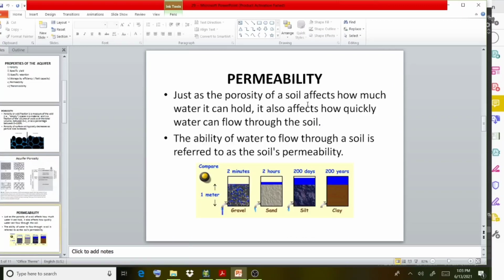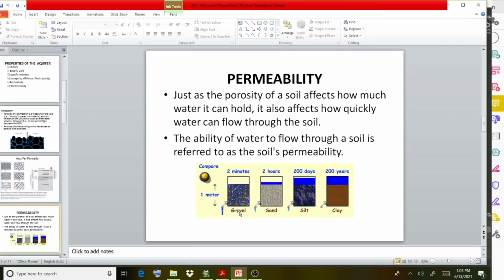Then the term we already discussed, permeability. With the help of a diagram, with an experiment, you can clearly get an idea regarding permeability. Here we are taking the first jar gravel, the second sand, the third silt, and the last clay. If you allow some water, 1 meter of water, how much time it takes to come down is what we note down.